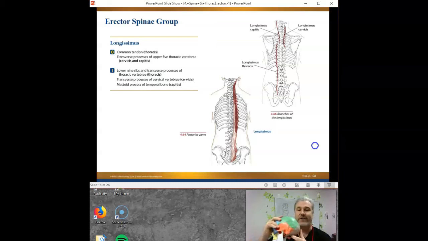But here's a very interesting point. It's got a bump back here. You can feel it in the back of your head. On both sides, you've got these bumps. This is the mastoid process of the temporal bone. This is where the longissimus attaches.